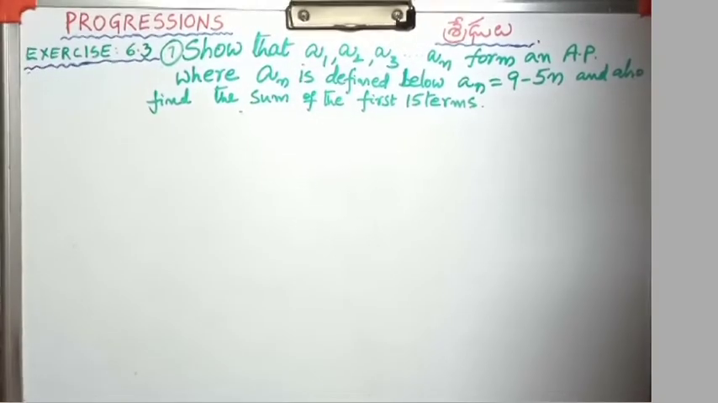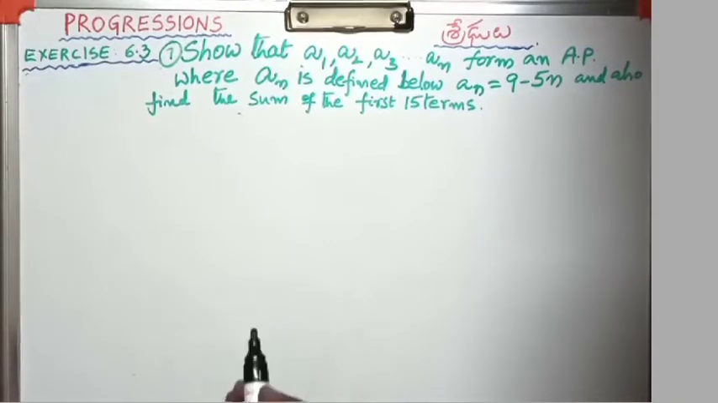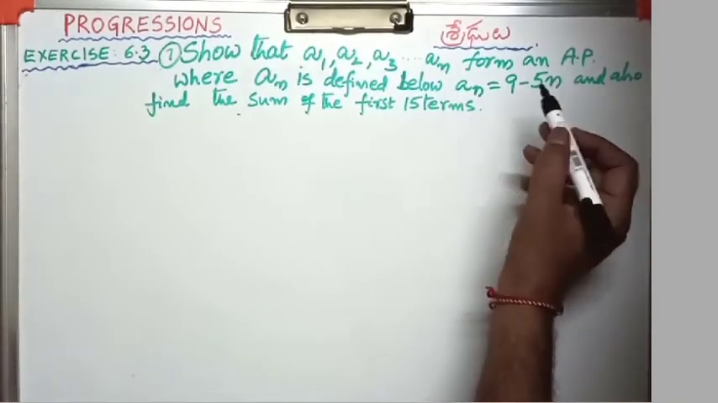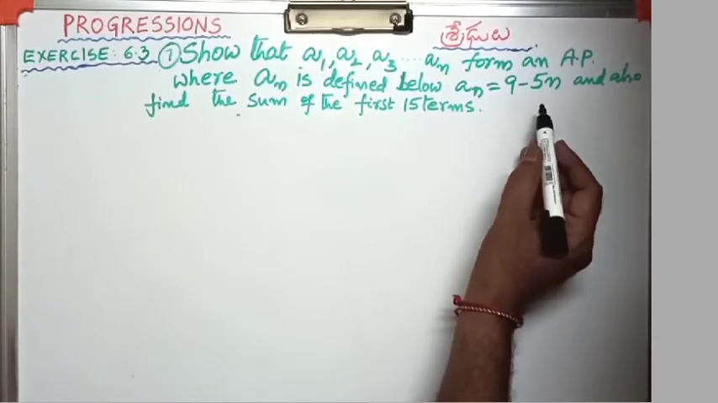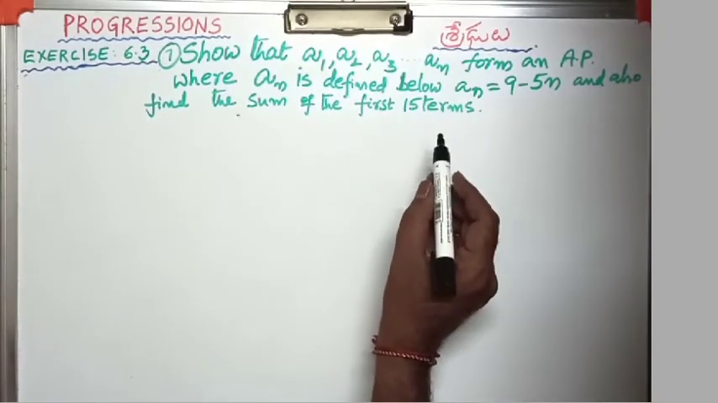Dear students, now I am going to explain seventh problem in exercise 6.3. Show that A1, A2, A3, so on An form an AP where An is defined below. An is equal to 9 minus 5n. And also find the sum of the first 15 terms.